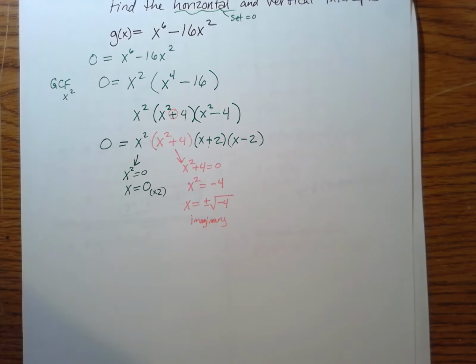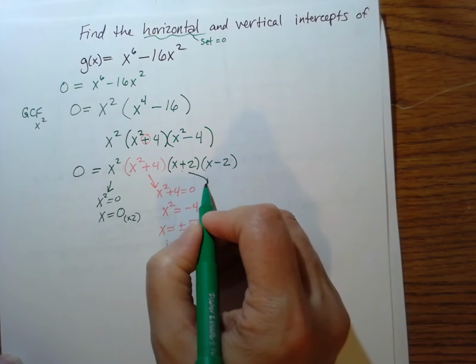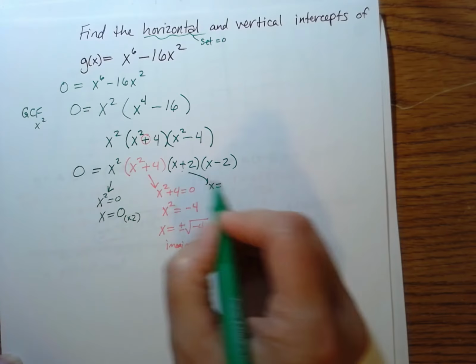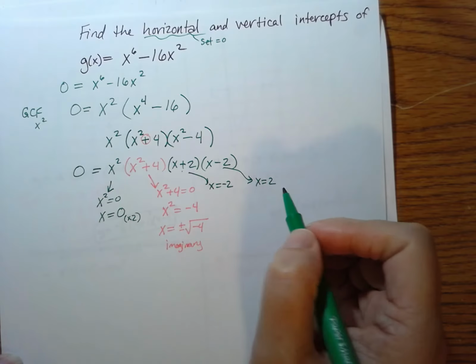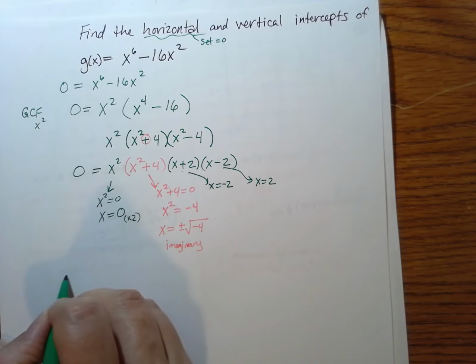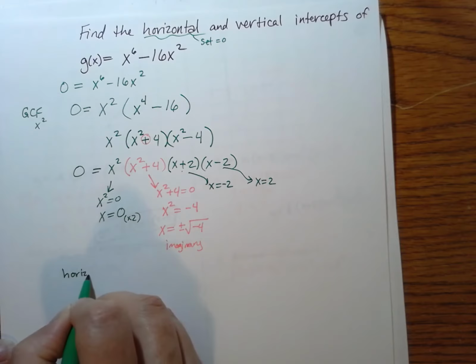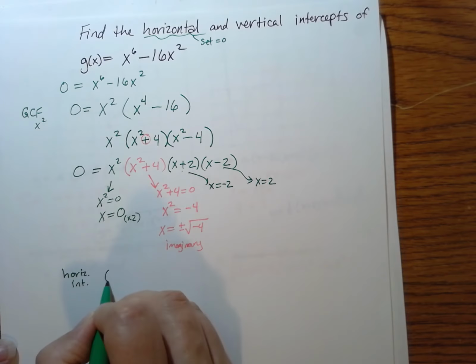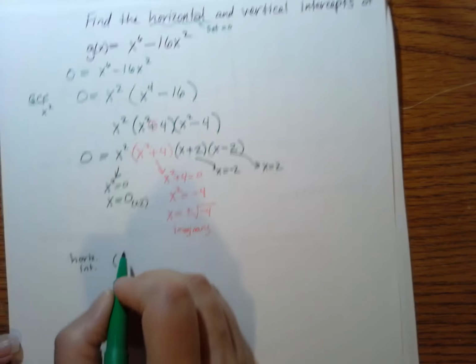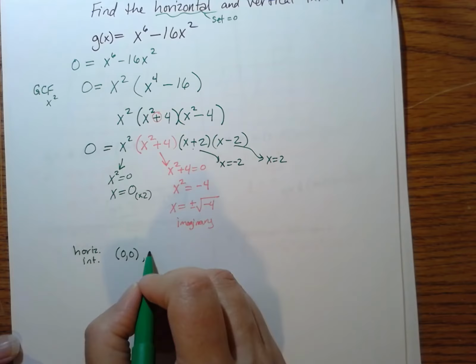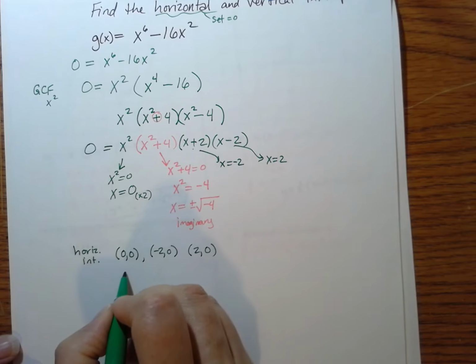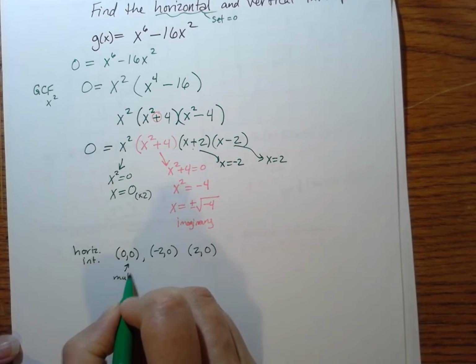All right, moving on to the easier stuff. X equals negative 2 for that one, and this one's going to be x equals 2. So my horizontal intercepts are x is 0, so (0, 0), x is negative 2, and x is 2. So each of those in their coordinate form, and the one at 0 has a multiplicity of 2.